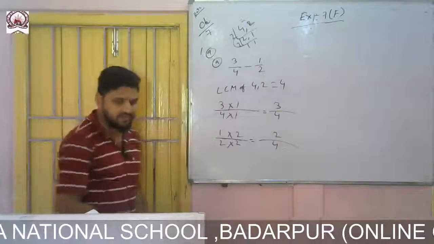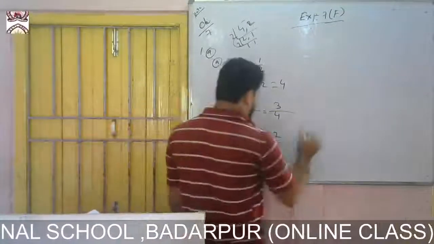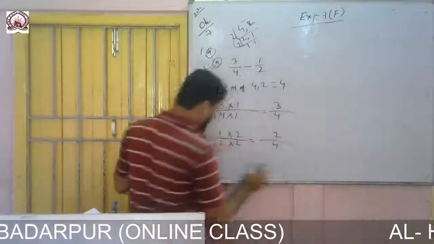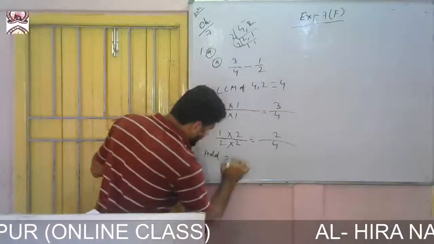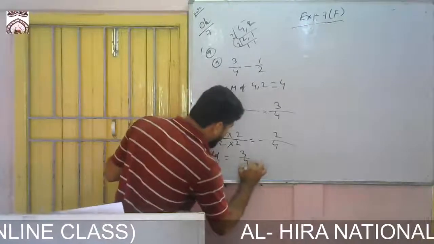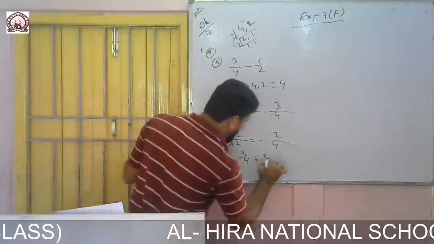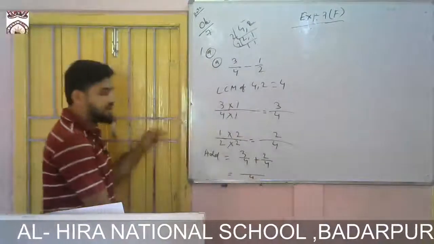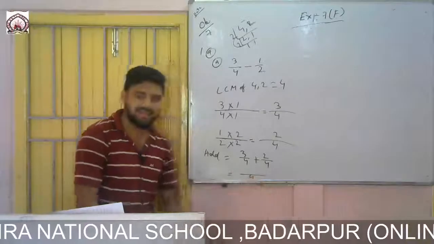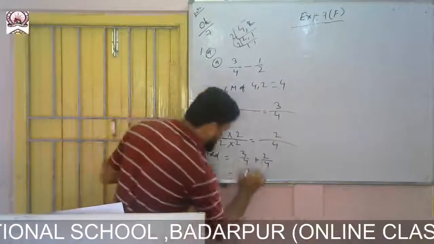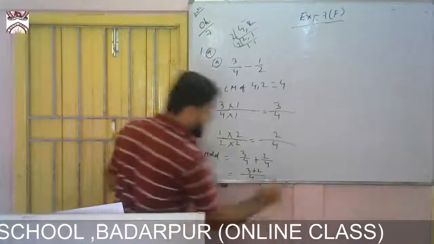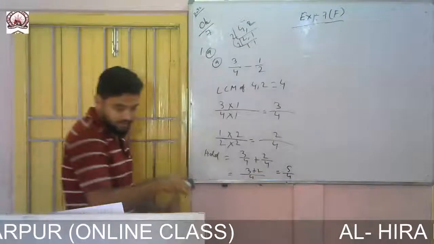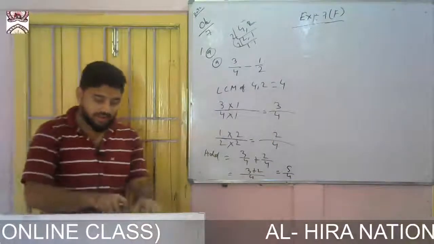Now both are like fractions, so I can add. 3 by 4 plus 2 by 4. Whenever both the denominators are the same, you can take that number as the LCM and directly add the numerators. 3 plus 2 is 5, so 5 by 4.